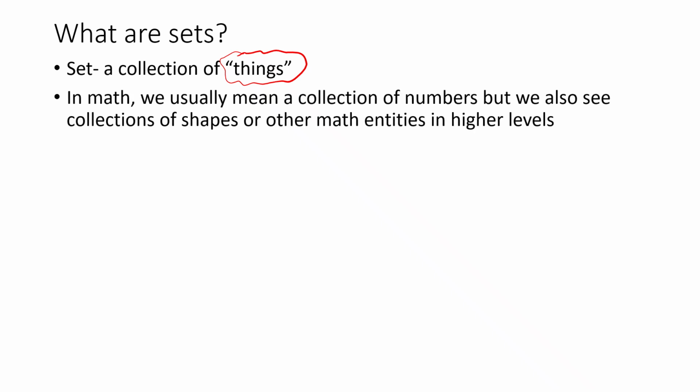In math, we usually mean a collection of numbers. Okay, so we talk about a set of numbers, but we're not limited to that. We could also see collections of shapes or other math entities at higher levels. So it can get really abstract. Now, for an algebra class, we're going to focus on a collection of numbers because that's relevant to algebra. But if you were in a geometry class, you could talk about sets of shapes, okay? And you could talk about subshapes of parallelograms or quadrilaterals or things like that.